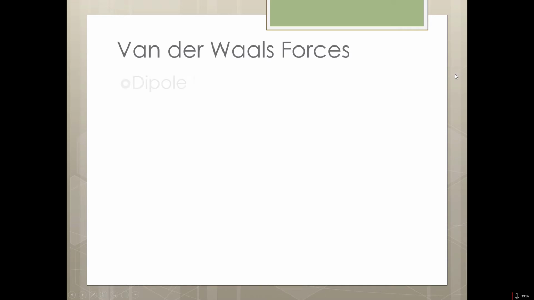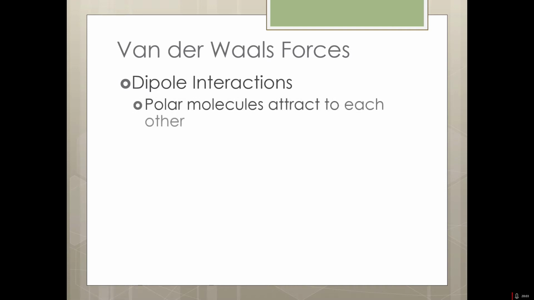The first are called dipole interactions, and these occur when you have polar molecules attracting to each other. So this is like water attracting to itself. The positive end of a molecule attracts to the negative end. This is what happens with water. Dipole interactions explain why some things are liquids at room temperature, because if the polar attraction is strong enough at room temperature, then the molecules can stick together and form a more cohesive substance.